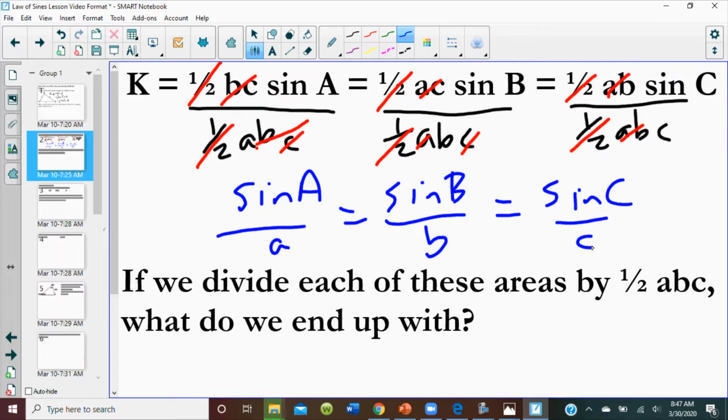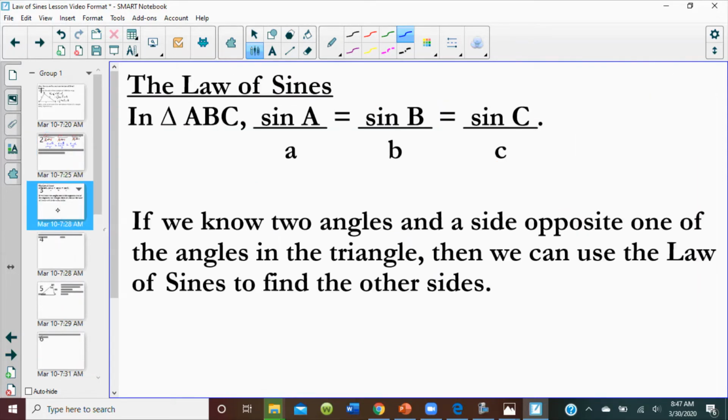Now, this kind of helps us out because we have a certain relationship between all the sides and angles of a triangle, not just any right triangle, any triangle. And so now we see in this case, this is called the law of sines.